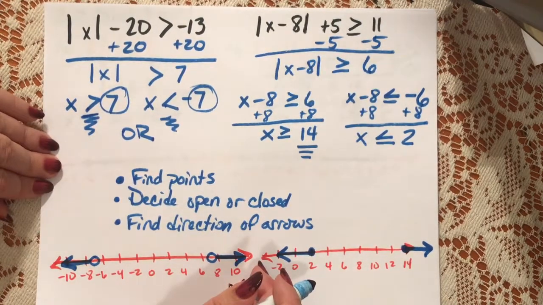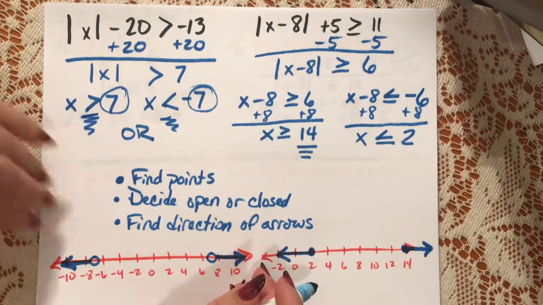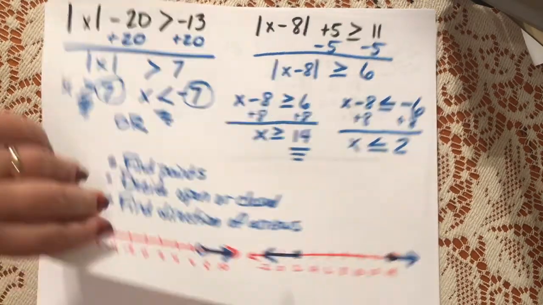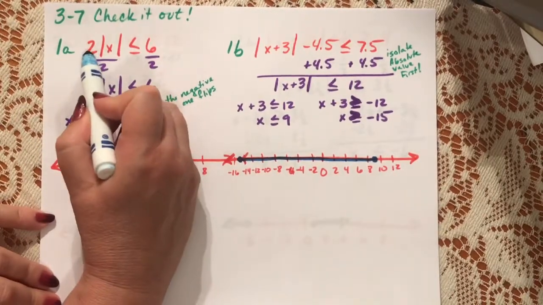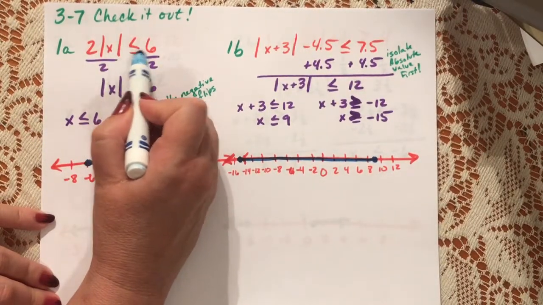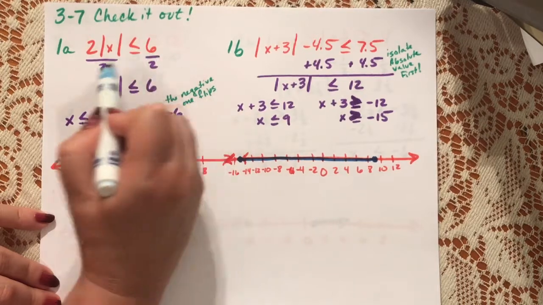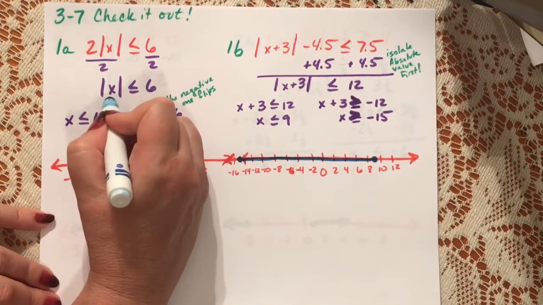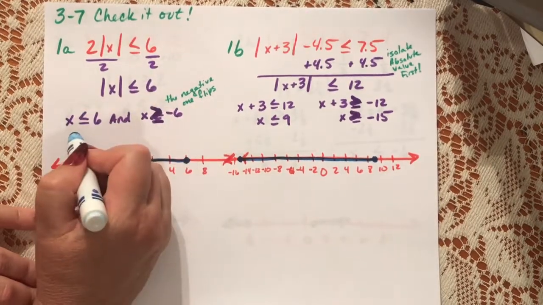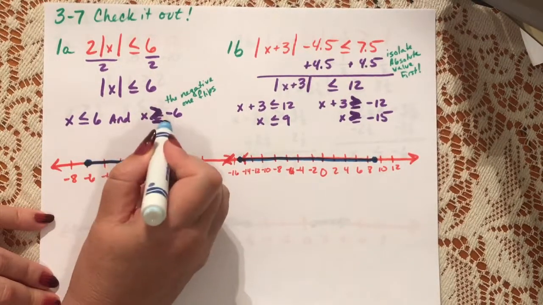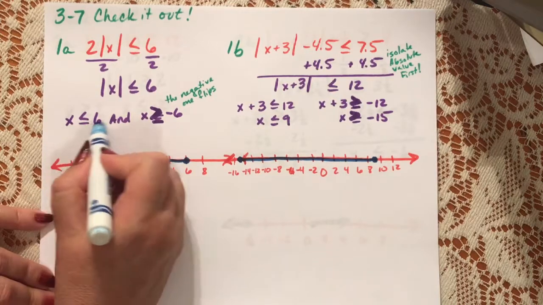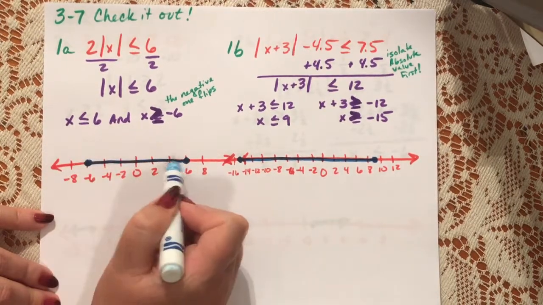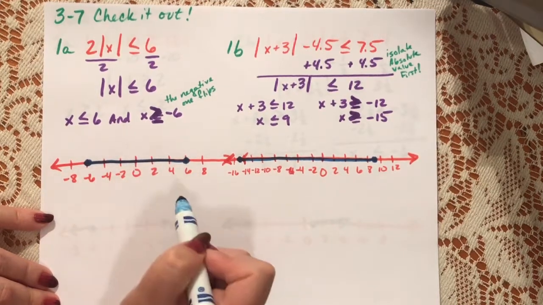Go ahead and do Check It Out, numbers 1 and 2. Pause the video and come back when you're done. Check it out. Number 1 has 2 times the absolute value of x is smaller than or equal to 6. So the first thing I have to do is divide both sides by 2 to get my absolute value. And then I solve both of them, remembering that the negative 1 flips. So I have 6 and negative 6, and both are closed circles. X is smaller than 6 and larger than negative 6, so this is an and.